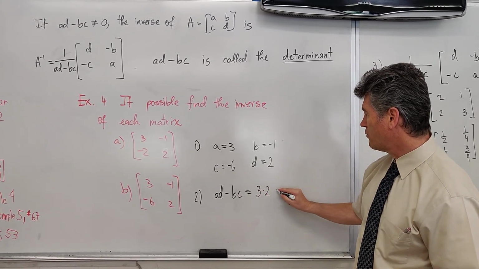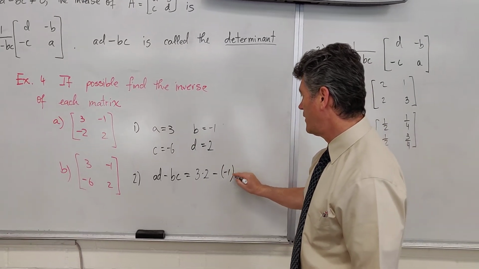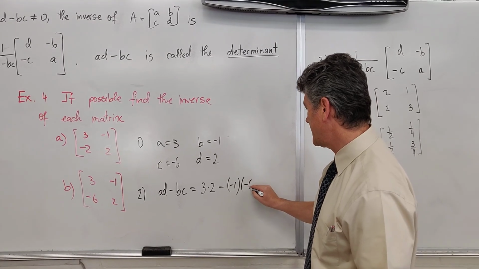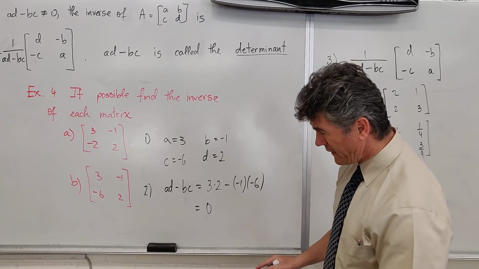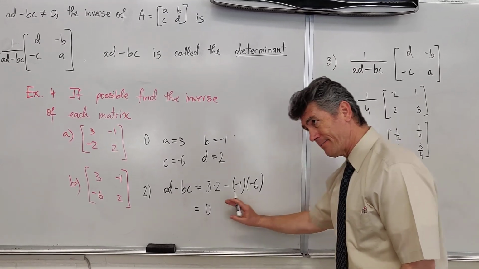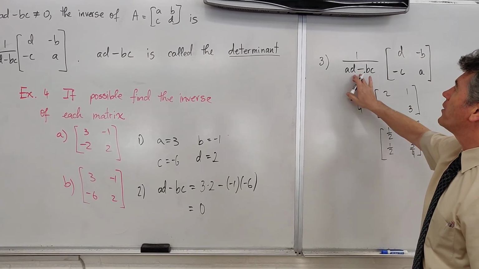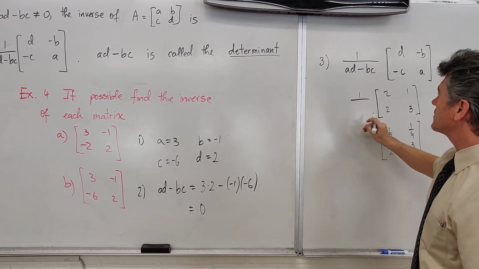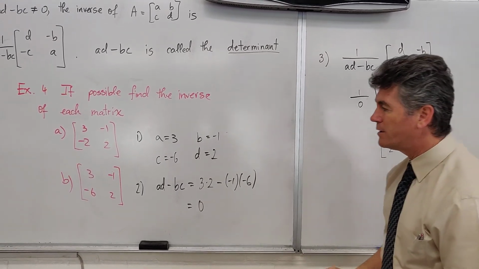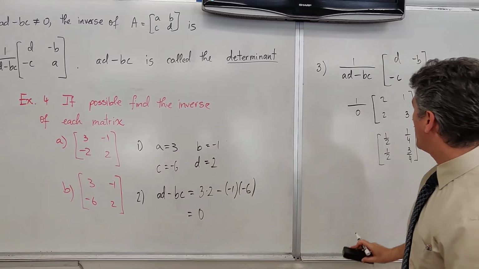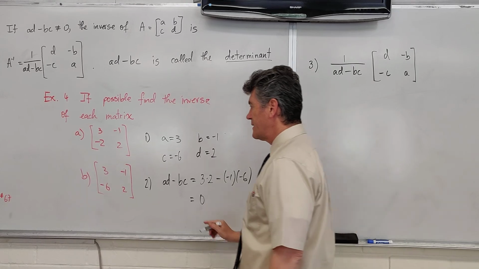3 times 2 minus -1 times -6. It's equal to 0. If you still don't realize it, once you go to the formula, you're in big trouble because you have 1 over AD minus BC. This would be 1 over 0, which is undefined. Conclusion. Our conclusion is that our matrix is singular.